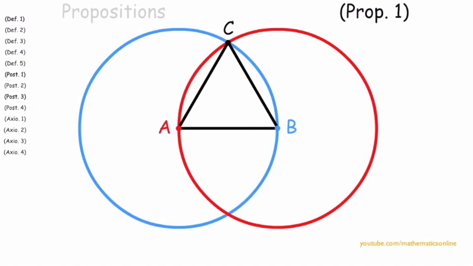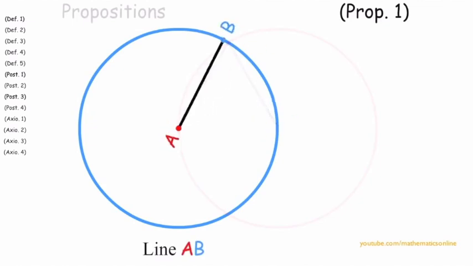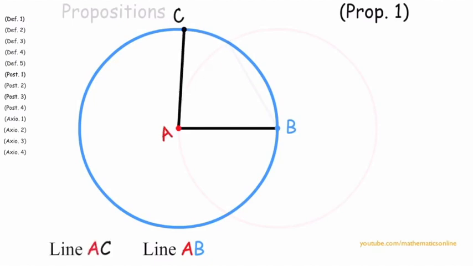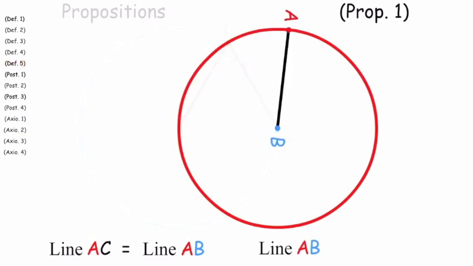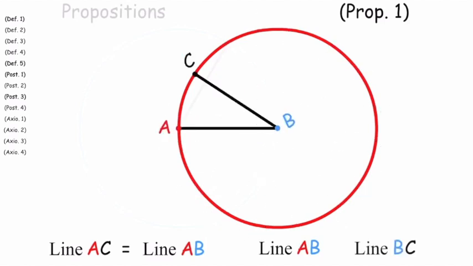So now we have what looks like a triangle, but we do not know for a fact that all of its sides are equal. So next, we need to prove that this is actually true. So looking at circle AB, we can see that line AB is the radius. But we also see that line AC is also the same radius. So by definition 5, they are equal. Next, we look at circle BA, and we see that line AB is the radius. But we also see that line BC is the same radius. And again, by definition 5, they are equal.